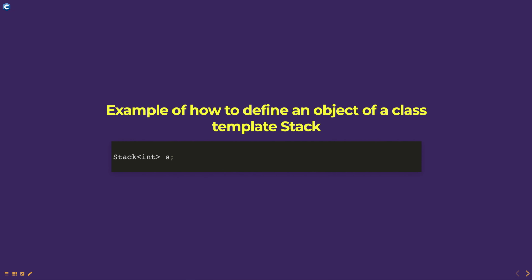Here is an example of how to define an object of a class template stack. In this example, an object S of type stack<int> is created. The stack class template is instantiated with the int data type. So the object S is capable of storing int values.